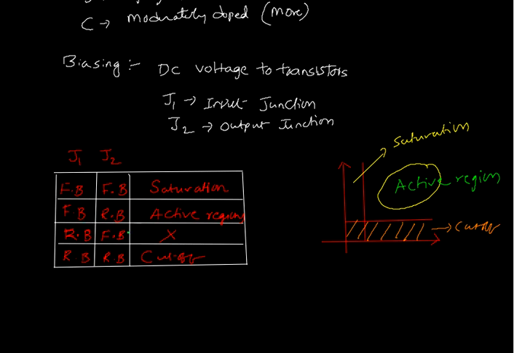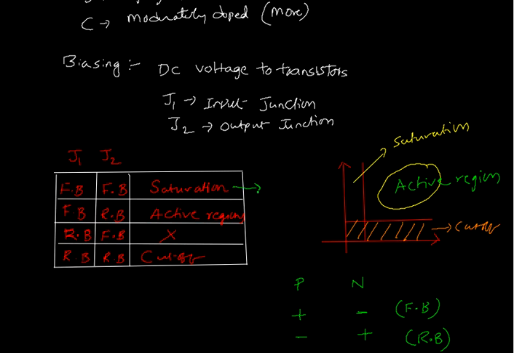So what is forward bias and reverse bias? Let us think of a P terminal and an N terminal. If you give a positive supply to the P terminal and a negative supply to the N terminal, that is called forward bias. If you give it the reverse way, negative connection to the P type and positive connection to the N type, that is called reverse bias. If you give the biasing in this way, then we can operate the transistor in different regions.